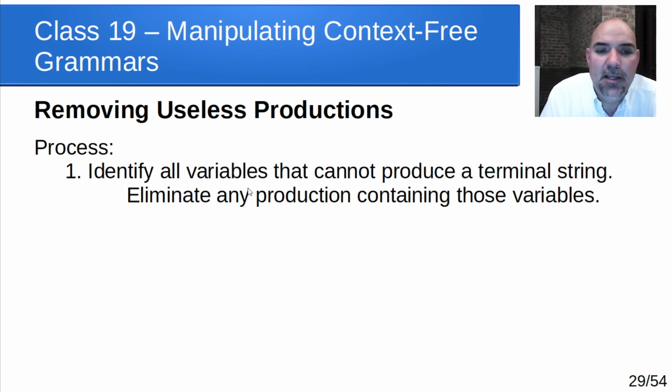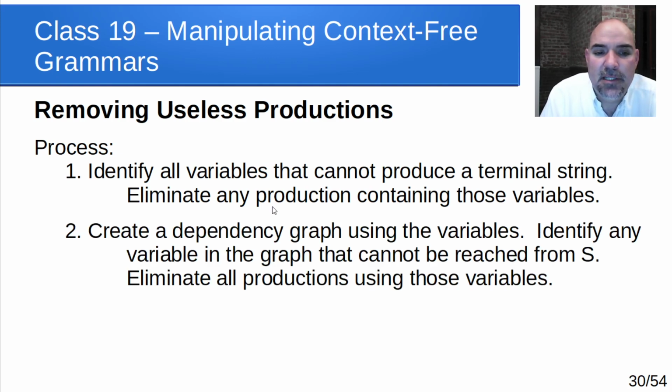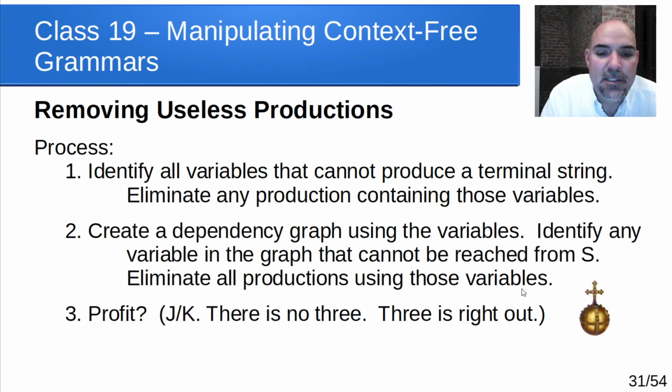So step 1, identify all variables that cannot produce a terminal string. And then we eliminate any production that contains those. Step 2, how do we know which ones are reachable and which ones aren't? Well, we create a dependency graph using the variables, identify any variable in the graph that can't be reached from S, and eliminate any productions that are not reachable from S from both the left-hand side or the right-hand side. Just get rid of any production that has those.